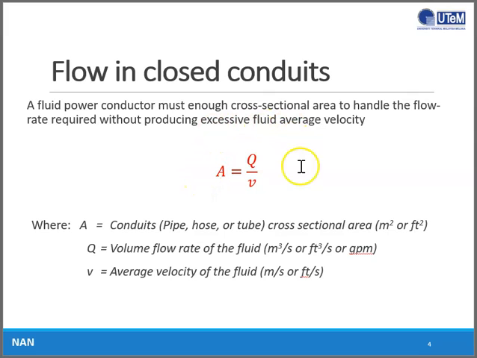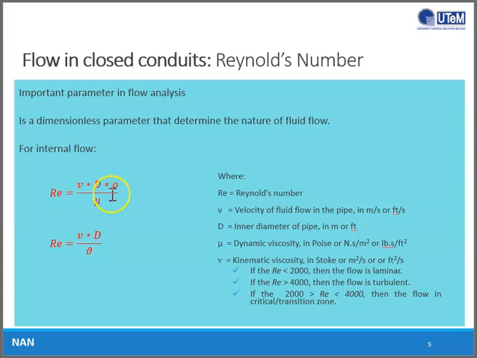So the equation involved in this flow is to calculate area of conduit equals volume flow rate over average velocity of fluid. Okay. So next, Reynolds number. So what is Reynolds number? This is the formula for Reynolds number, and the importance of Reynolds number is to predict the flow pattern in different fluid flow situations.